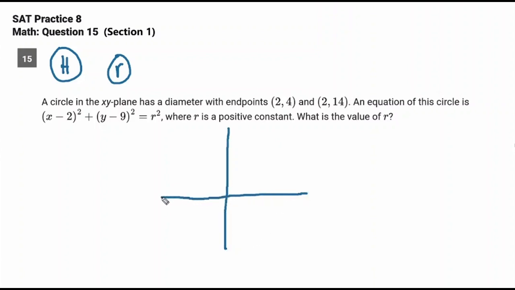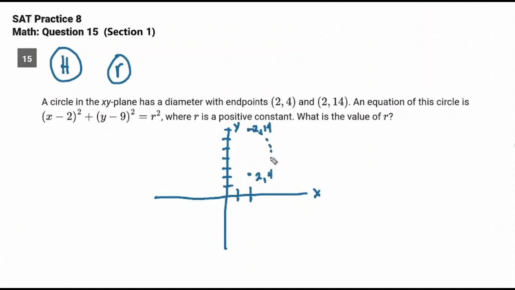Here's the XY plane. I'm going to put 2 over on x because 2, 2. And then I'm going to go up by 2's: 2, 4, 6, 8, 10, 12, 14. So the first point is (2, 4), so it goes right here. And the second point I know is (2, 14), so that's 2 and then 2, 4, 6, 8, 10, 12, 14. I'll label these points. These are the endpoints of the diameter of the circle.